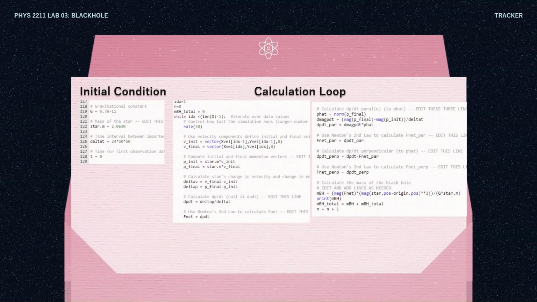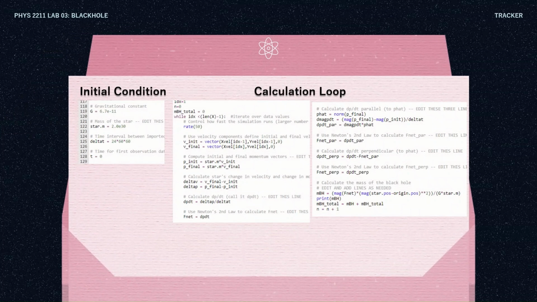In part 1, to create a model simulating the star around the black hole, I had to update the GlowScript starter code by first adding the mass of the star and delta t. In the calculation loop, I also updated the initial and final momentum variables using the mass of the star and the star's start and end velocity. Using this, I could then compute the net force and the change in momentum over time using Newton's second law, then find the perpendicular and parallel components for the force and the change in momentum over time. Finally, I used the rearranged gravitational force formula from earlier to calculate the average mass of the black hole.